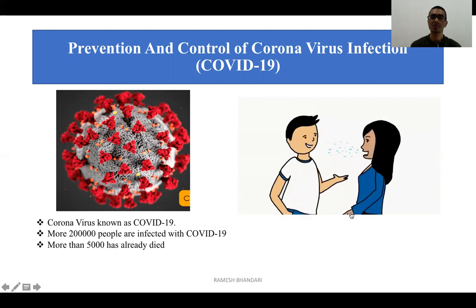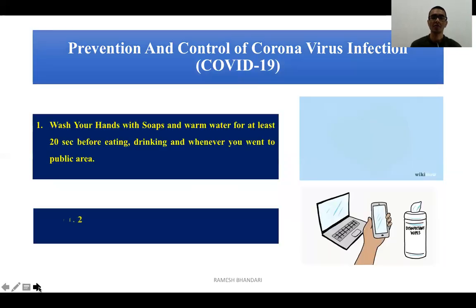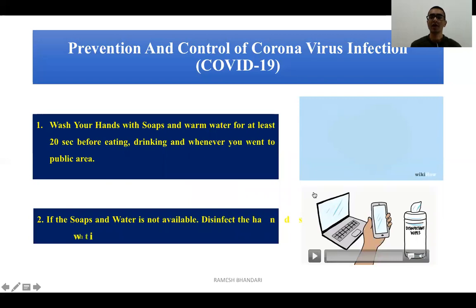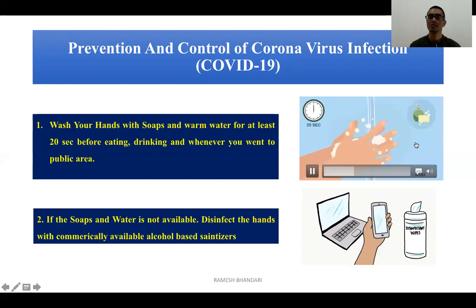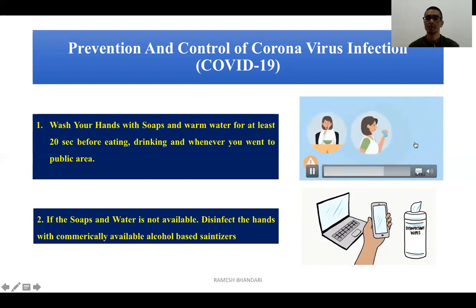The first measure for the prevention and control of COVID-19 virus infections is washing your hands before drinking, eating, and whenever you go to a public area. The first step is to wash your hands with soap and water for at least 20 seconds. Remember to wash your hands with soap and warm water for 20 seconds before eating or drinking, or whenever you've been out in public.